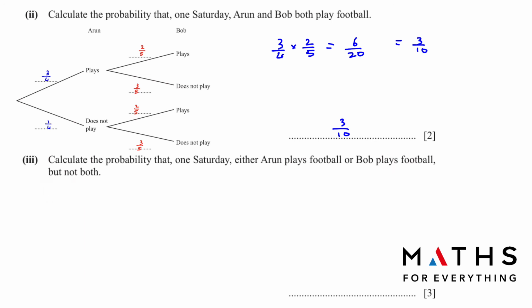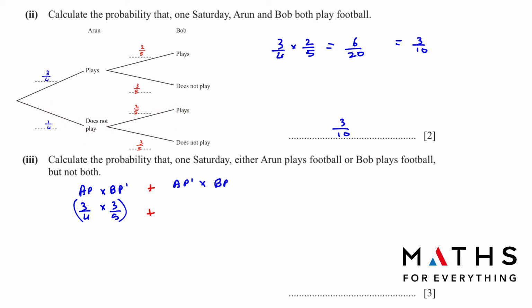So we look at our probability tree diagram. Arun plays and Bob does not play. So Arun plays multiplied by Bob does not play. That will be 3 over 4 multiplied by 3 over 5 plus Arun does not play multiplied by Bob plays. We are looking at this now.